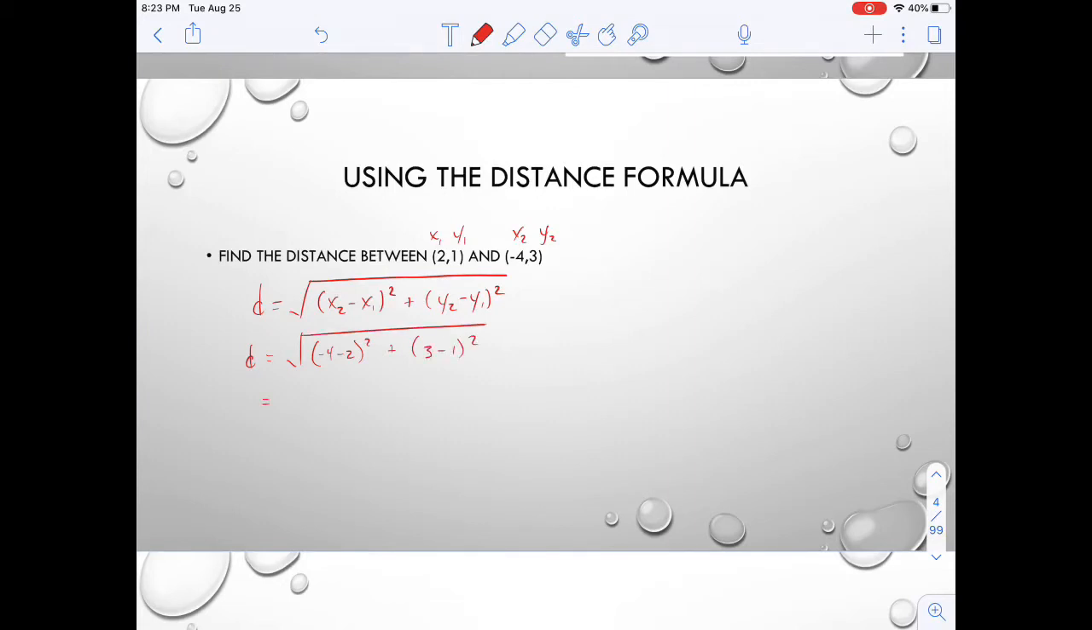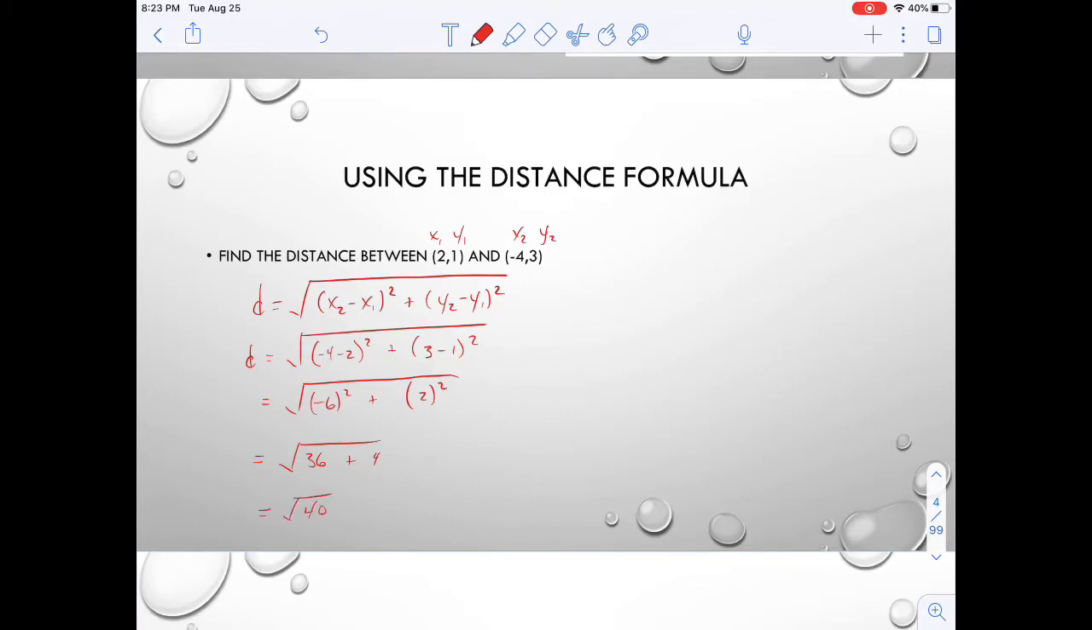When we simplify, here I'm going to have -4 minus 2, or -6, all squared, plus 2 all squared. -6 all squared is going to give me 36, and 2 squared is going to give me 4. 36 plus 4 is going to give me 40.